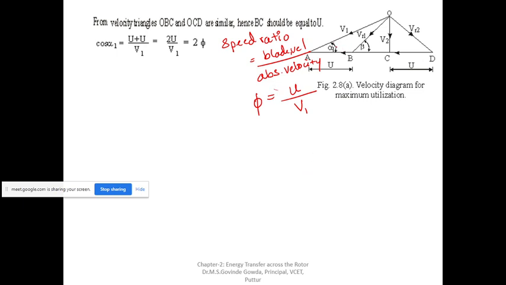So now start defining here. Use your trigonometry. If I want to define cos alpha 1, what is cos? Adjacent by hypotenuse. Correct? So adjacent by hypotenuse gives you cos alpha 1. Why is it U plus U? OBC and OCD are similar. Can anyone prove that these two triangles are similar?